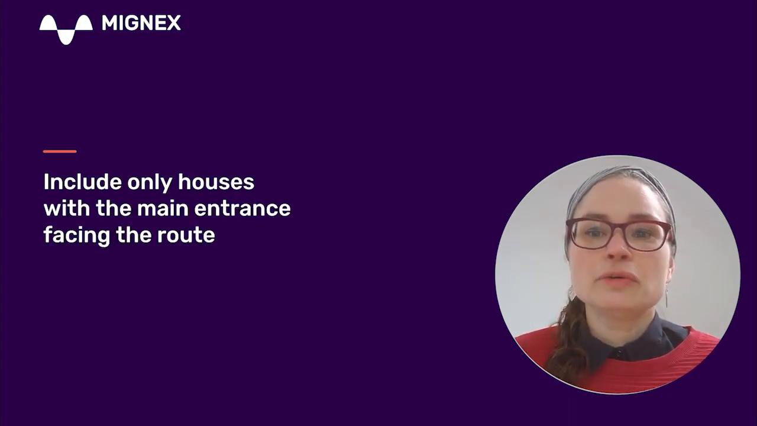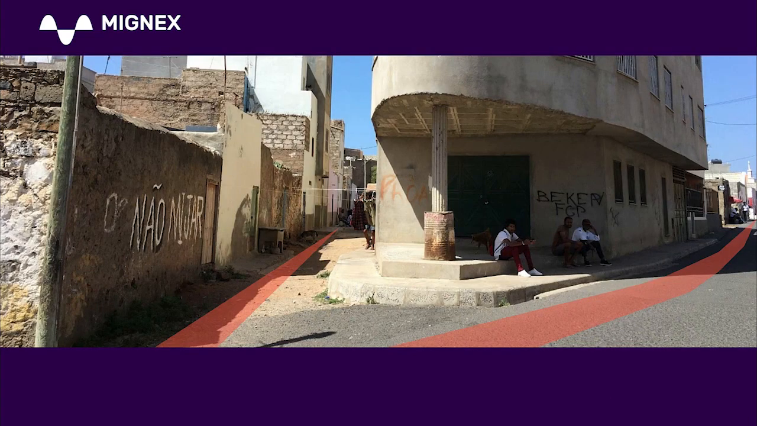The second rule is that you should only include houses that have their front door facing the route. So for instance, we previously showed you a photo of back alleys, stressing that it's important to follow back alleys as part of your route. But if there are only back doors in this alley, you shouldn't count any houses while walking there.